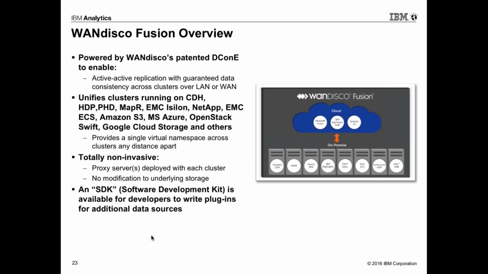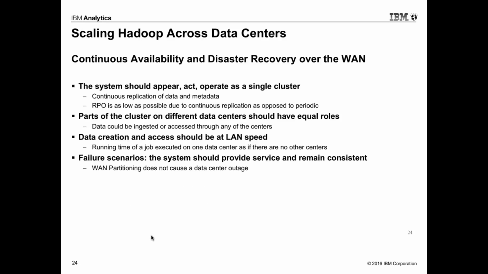There's no vendor lock-in for it. And then there are software development kits that are available on GitHub and also several other places. We can always share those kinds of resources with everyone. And then there is continuous availability and disaster recovery that is provided over WAN.